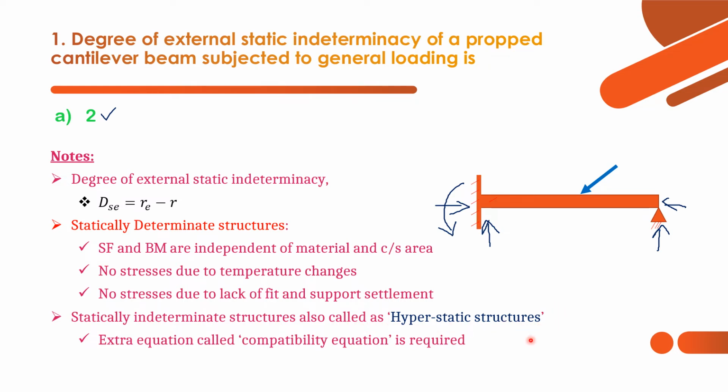To calculate the reactions and resolve statically indeterminate structures, we require an equation called the compatibility equation, apart from the equilibrium equations that we already have. The compatibility equation is with respect to the deflection and slope. So using the deflection criteria, we provide the compatibility equation so that we can find the reactions and solve the given beam or structure. The compatibility equation will be required when we have to solve statically indeterminate structures. Now let's move on to the next question.